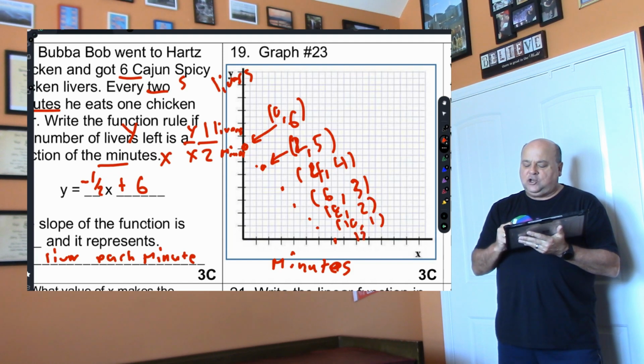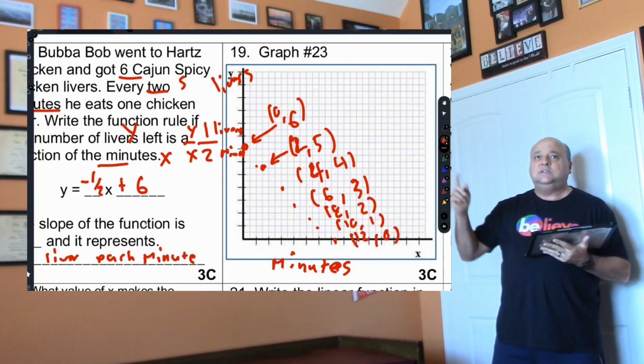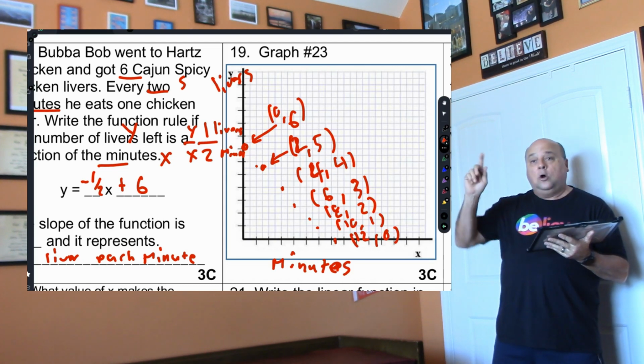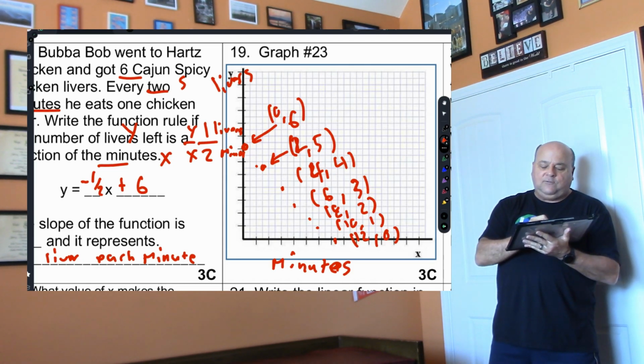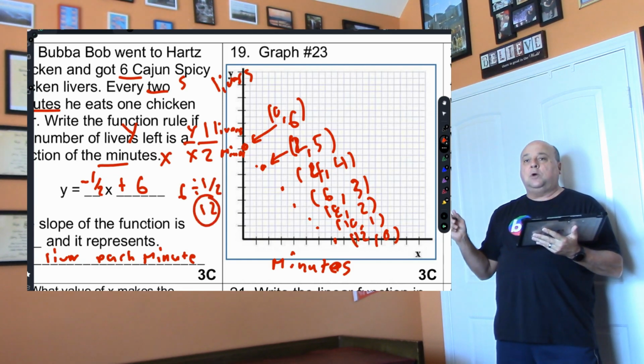And then at 12 minutes, it's going to take him 12 minutes to eat all the livers. 6 times 2 is 12. Or how many times 1/2 goes into 6. If you divide 6 by 1/2, you get 12, okay? So that's kind of a tricky problem here.